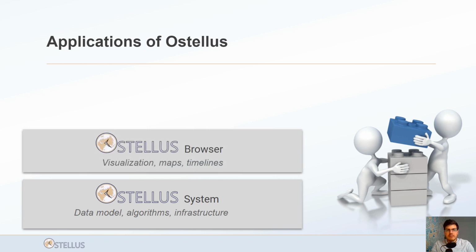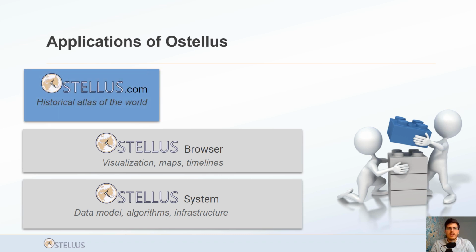On top of the system, we built the Ostellus browser. Now this part of the platform is responsible for the visualization of the collected data in a simple yet expressive way. Everything from the maps, countries, territories, places and unions, to images, links to external resources, and events in the timeline. But the question is, how do we apply these two capabilities in a real-world scenario?